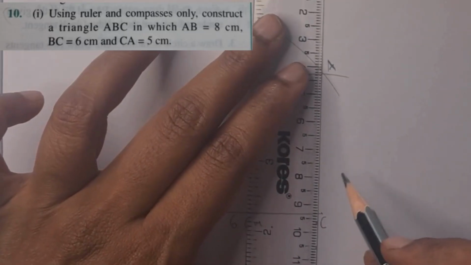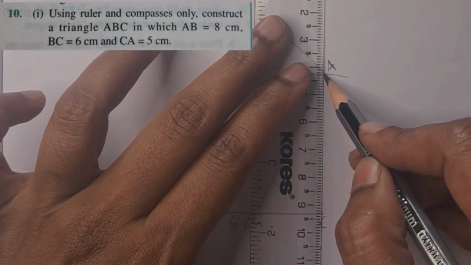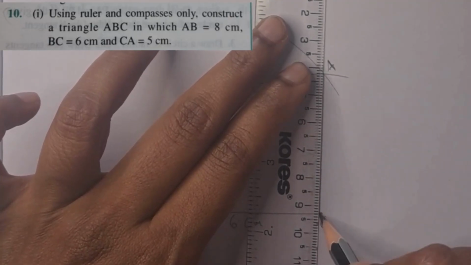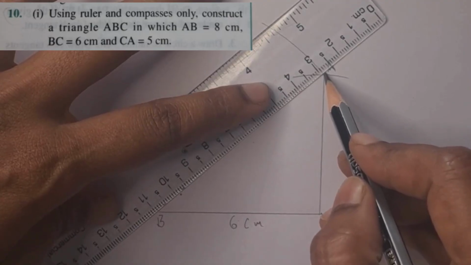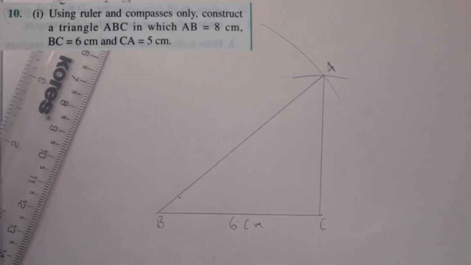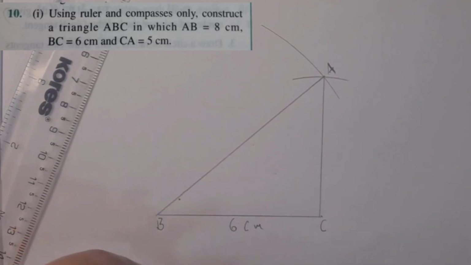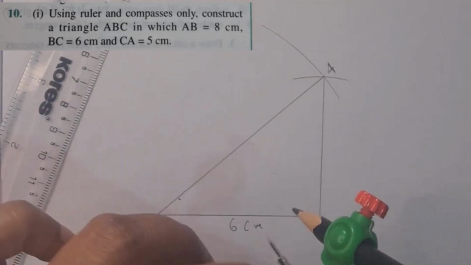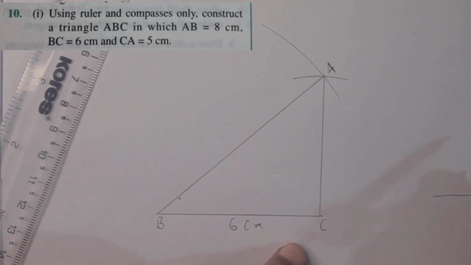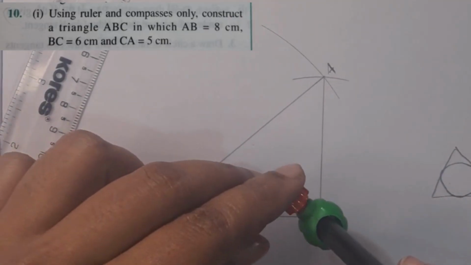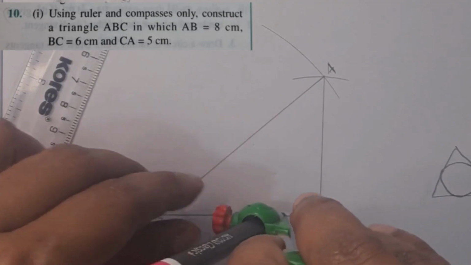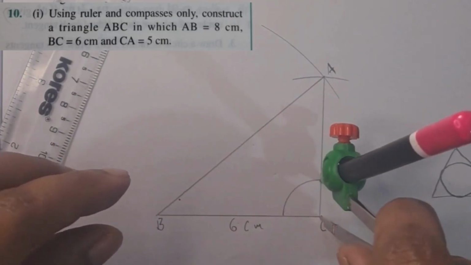Join AC and AB. Next, the incenter we have to draw. Incenter means the triangle's circle, it will touch all sides of a triangle. That we have to draw here. Two angles bisecting we have to draw. Two angles bisecting.